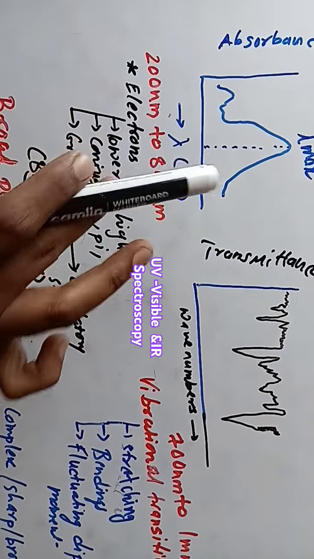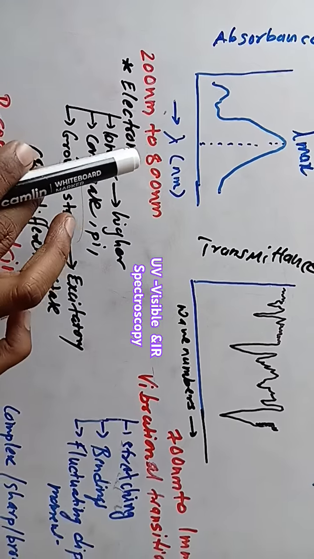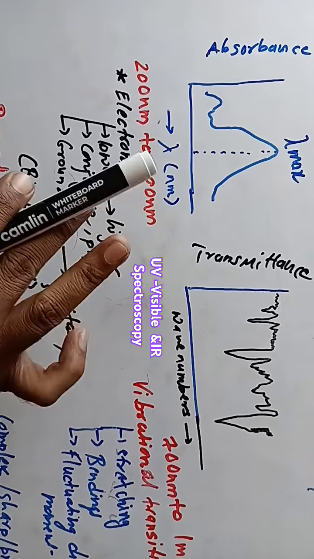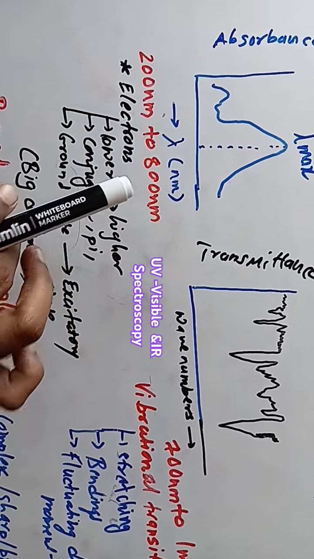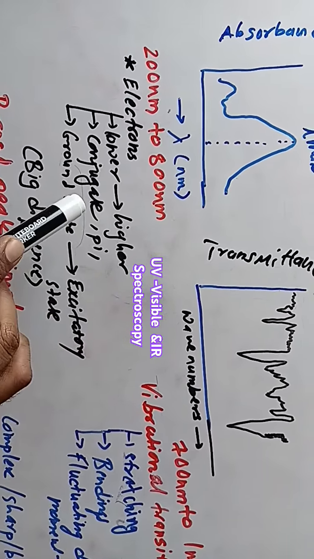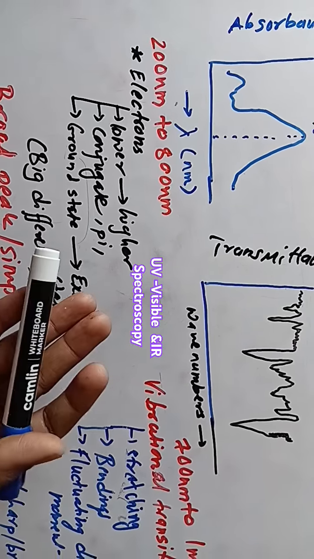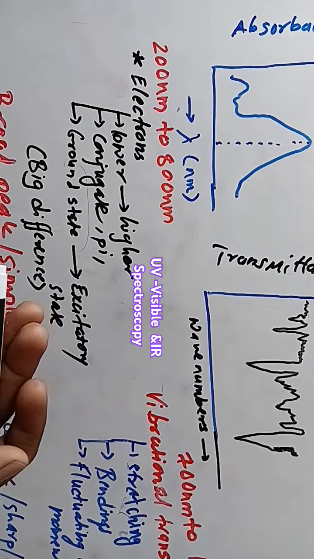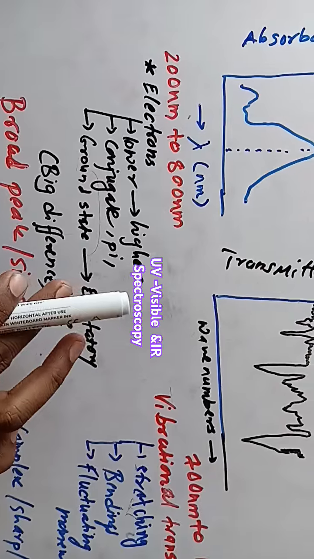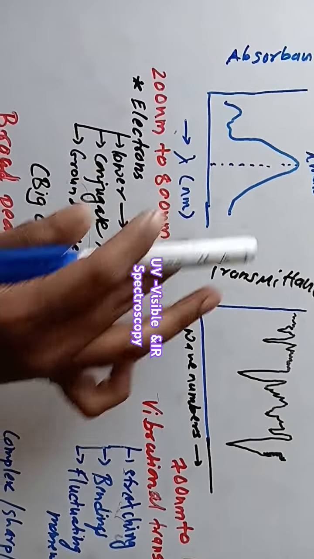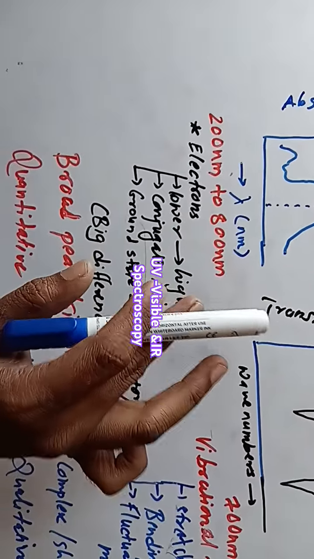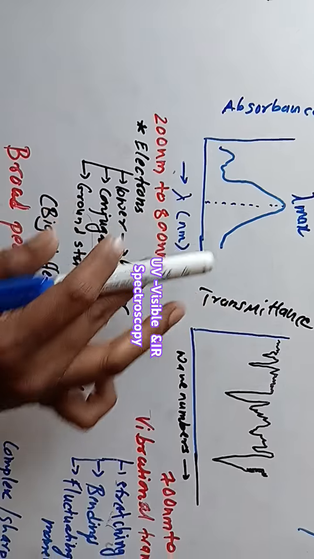Now this UV spectroscopy uses electromagnetic radiation from 200 nanometer to 800 nanometer, and the absorption happens because of electron transition from ground state to excited state, and electrons like pi electrons of conjugation or n electrons or sigma electrons are involved. Because the difference is so huge, a very broad simple graph is obtained, and this is especially useful for quantitative estimation of the compounds.